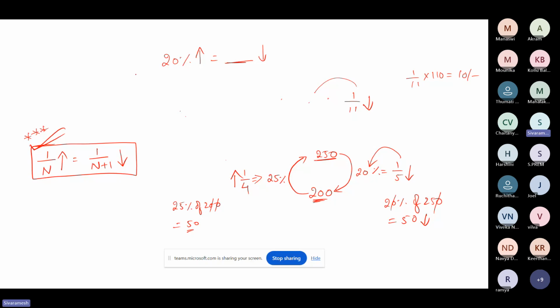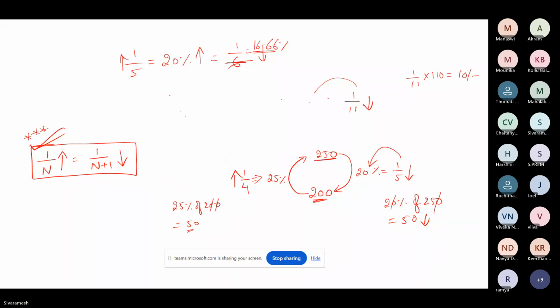16.66%. Yes, very good. 16.66%, because 20% is nothing but 1 by 5, right? So when 1 by 5 is getting increased, 1 by 6 should get decreased. 1 by 6 means, we already learned in yesterday's class, 16.66%. Okay, that's fine. And the final question.